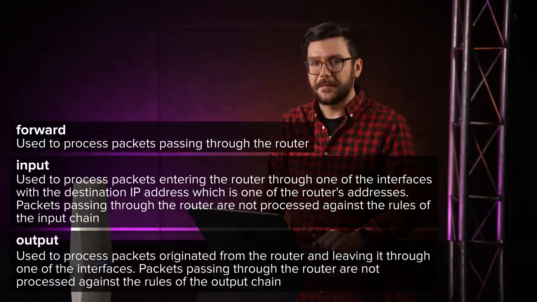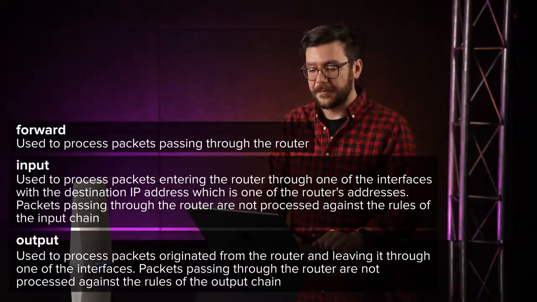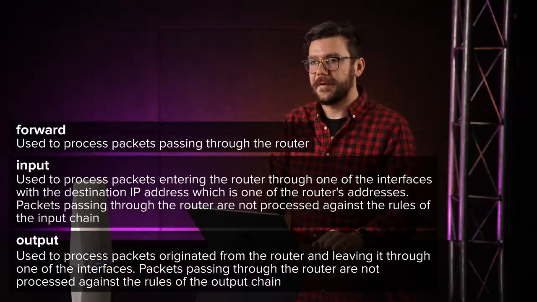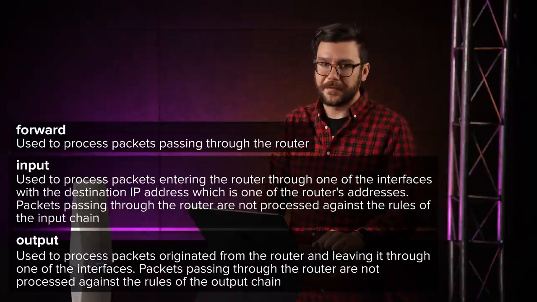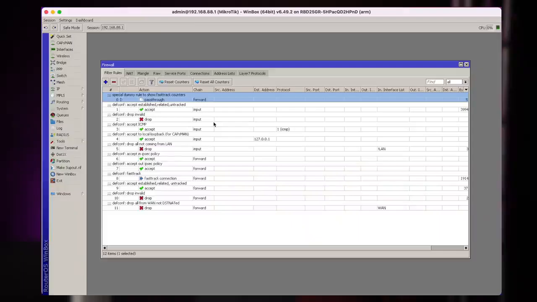And then there is the output chain, which is not used as often. That's the reason why there are no standard rules, no default rules in the output chain, as that is dealing with traffic that is originating from the router itself. For normal firewalls, mostly we deal with input and forward chains. Then there is the possibility of creating your own groups of rules, your own chains.